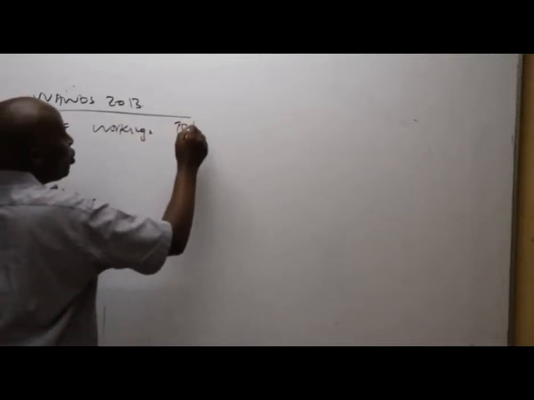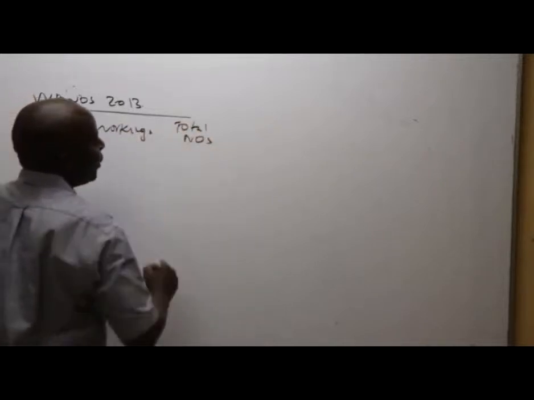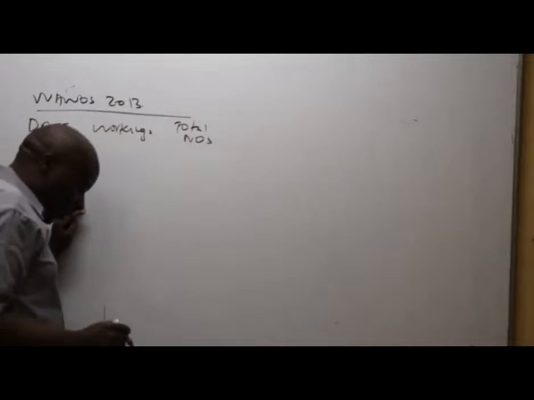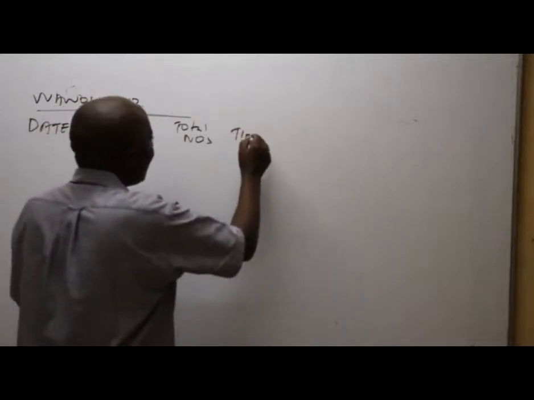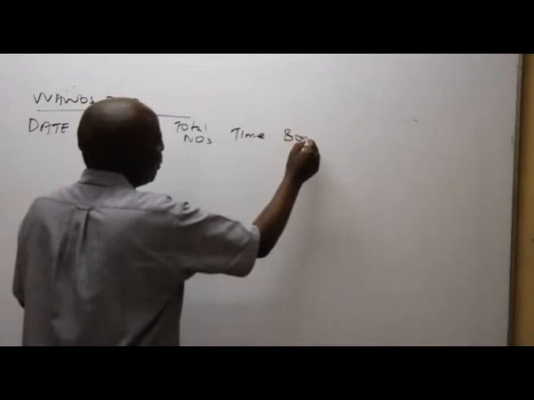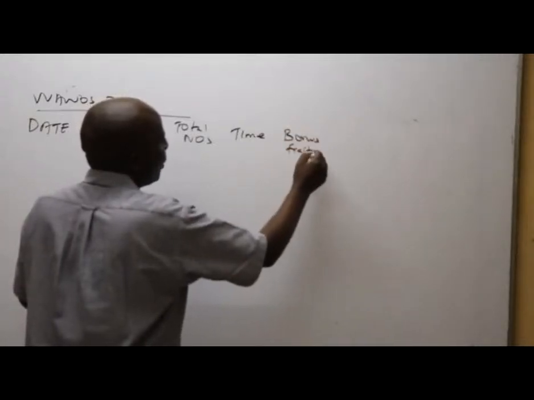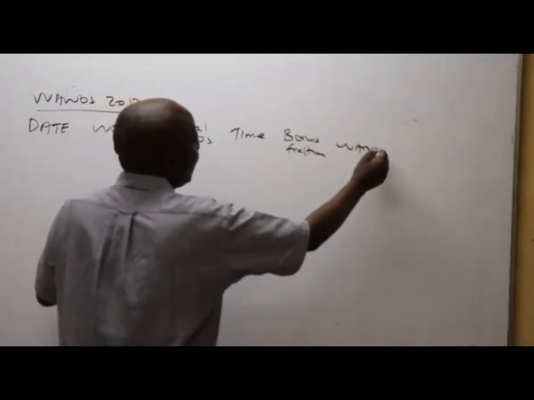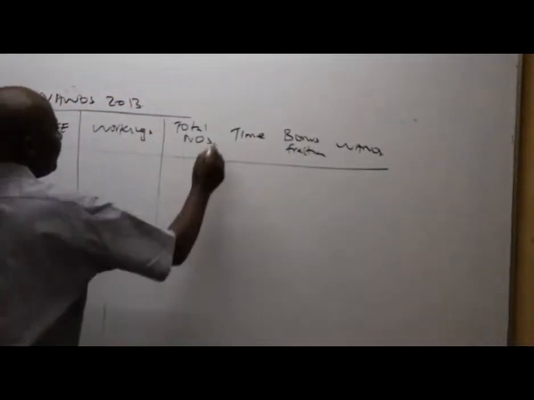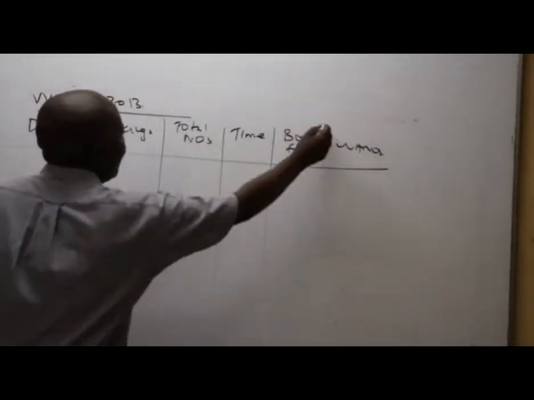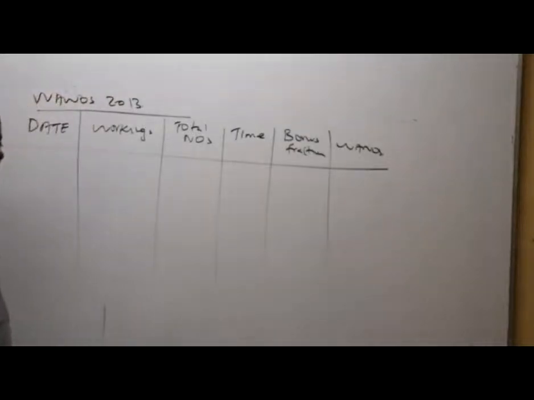Then we have the total number of ordinary shares. We have the total number of ordinary shares, ladies and gentlemen. And then, of course, we have the time. We have the bonus fraction, and then we have now the famous one-nos like this. Uzuri ni ile mwaka ambayo inaisha December.